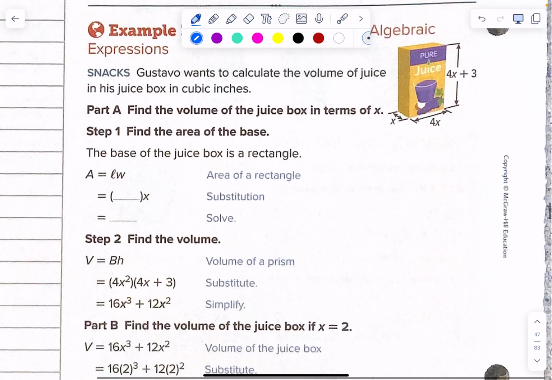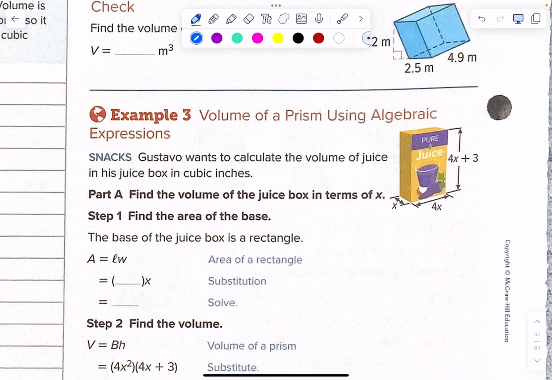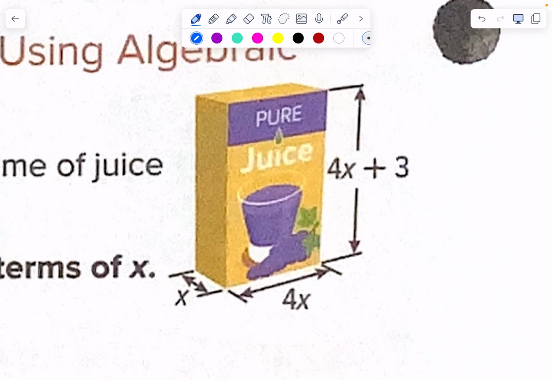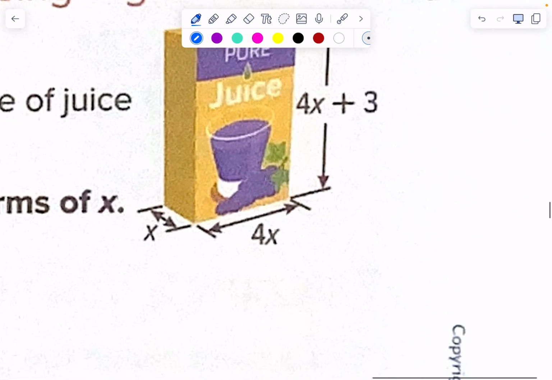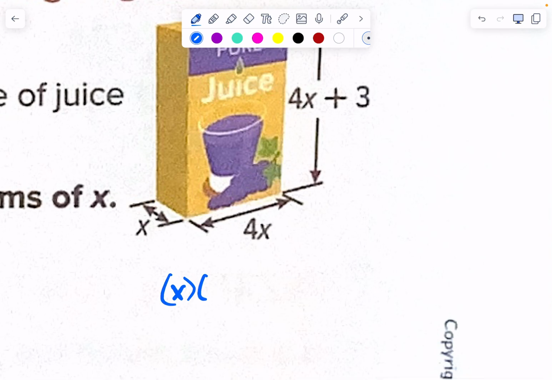All right, example 3. Volume of a prism using algebraic expressions. Okay. Gustavo wants to calculate the volume of juice in his juice box in cubic inches. Find the volume of the juice box in terms of x. How do we do this? x times 4x times 4x plus 3. How do we do that?